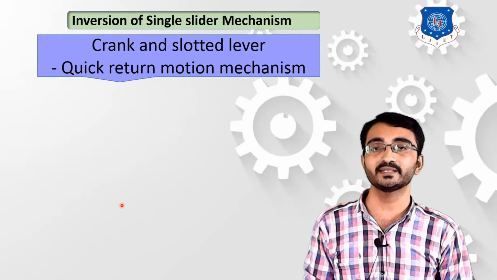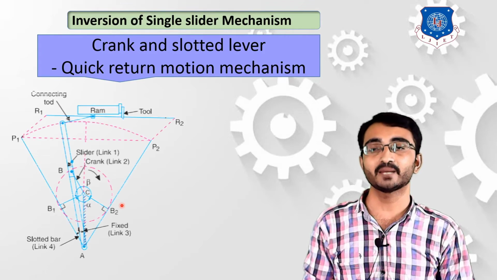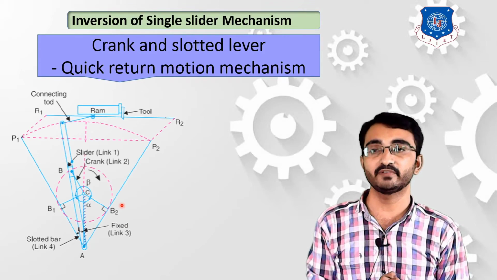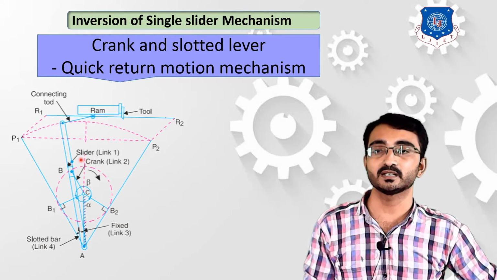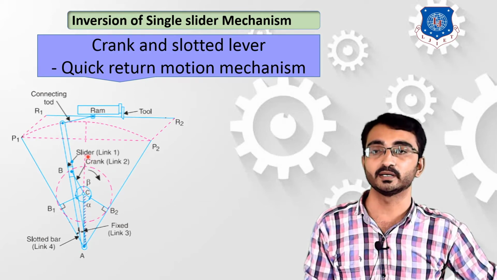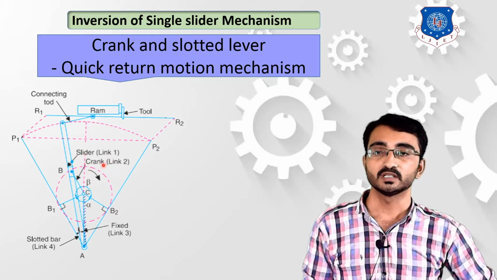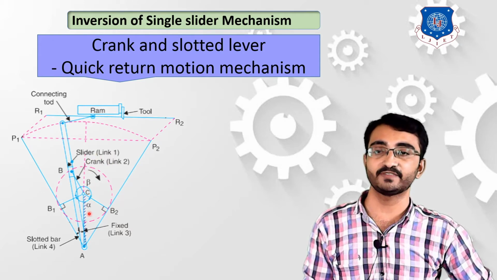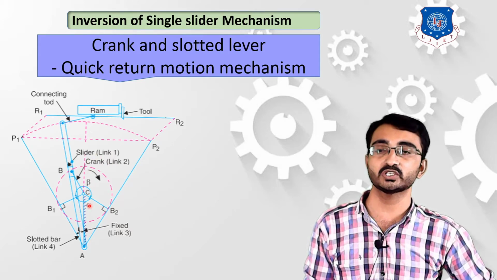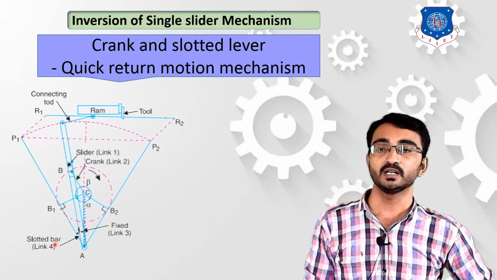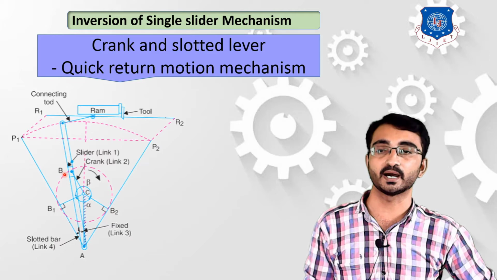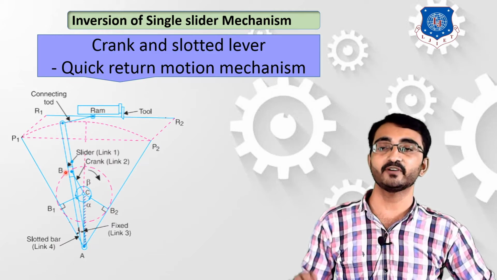To understand that, we have to learn this diagram in detail. So let's identify various components. Your first component, let's consider this slider as your link number 1. At the end of your slider, you are connected with your crank component, that is your link number 2. This crank is connected with your fixation body. This fixation is your link number 3, and this link number 3 is containing link number 4, that is your slotted bar.